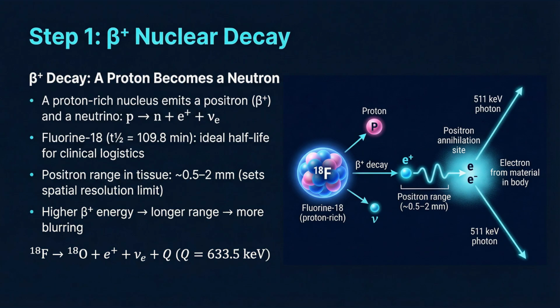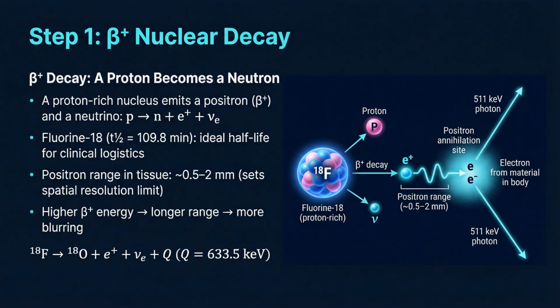First, the nuclear part. A positron emitting radionuclide. A PET scan starts with a radiotracer, a biologically active molecule labeled with a radionuclide that decays by beta plus positron emission. The classic example is fluorine-18 in FDG, a glucose analog. In beta plus decay, a proton in the nucleus converts to a neutron, emitting a positron and a neutrino.